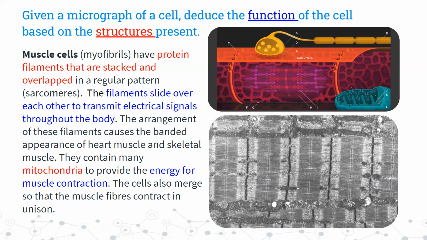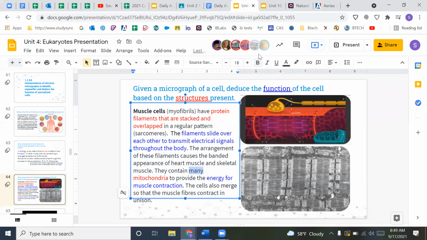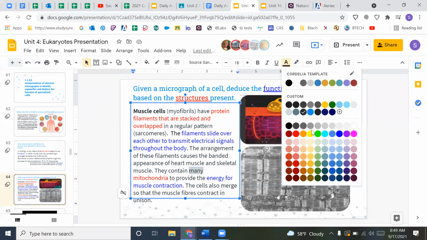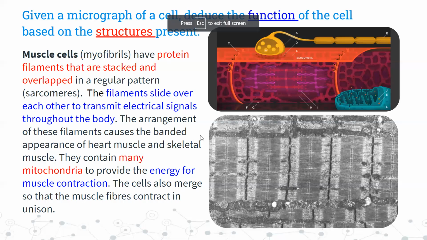The second structure and function is that they contain many mitochondria. I should have that in red as well. Many mitochondria. And that's part of its structure, right? Some cells have more mitochondria than others. So the structure that has a lot of mitochondria, the function is because in order to contract your muscles, you need a lot of energy, right?